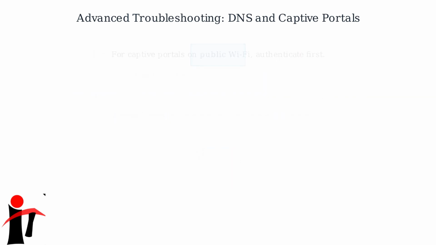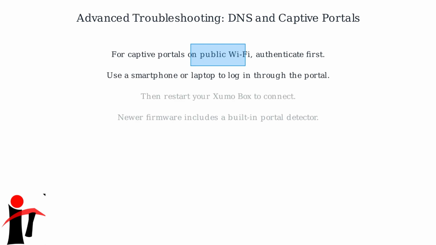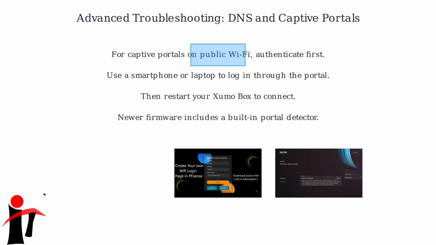1.1.1.1. When connecting to public Wi-Fi, a captive portal often requires login through a web page. Since Xumo Boxes can't always handle this, use a smartphone or laptop to connect and authenticate, then restart your Xumo Box. Some newer Xumo firmware includes a built-in portal detector.